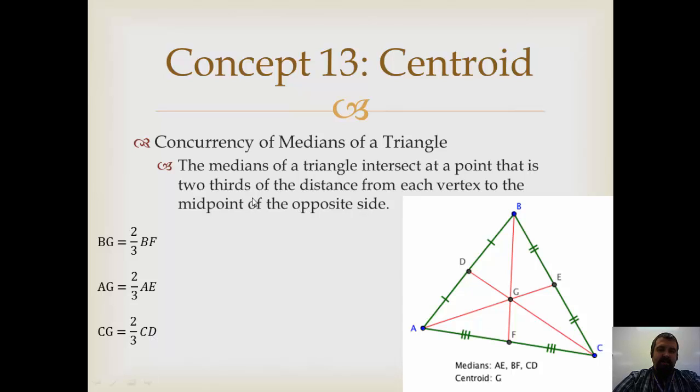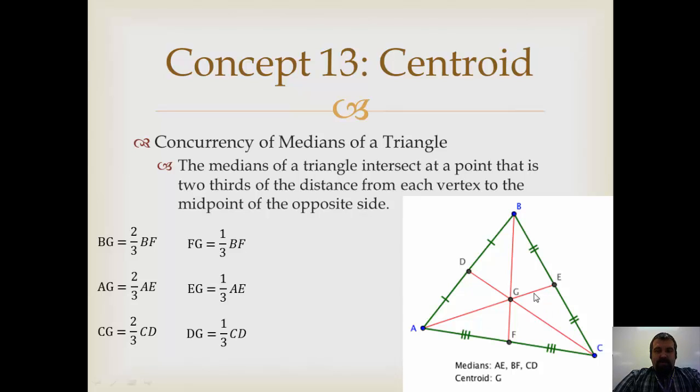Something not set up here is that, hey, if the length of segment BG is 2/3 of the length, doesn't that mean the length of GF has to be 1/3 of the total length? Well, yeah, it does. That ends up being true. However, we don't include it in this theorem, but I know that this also has to be true. From the midpoint to the centroid is 1/3 of the length from the midpoint to the vertex. It's 1/3 of the length.